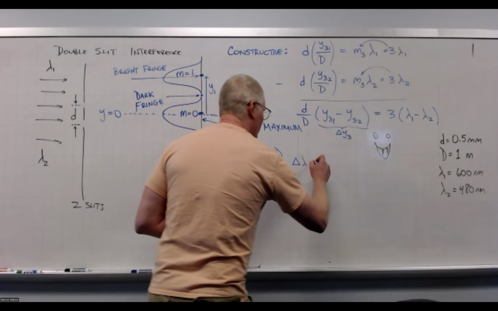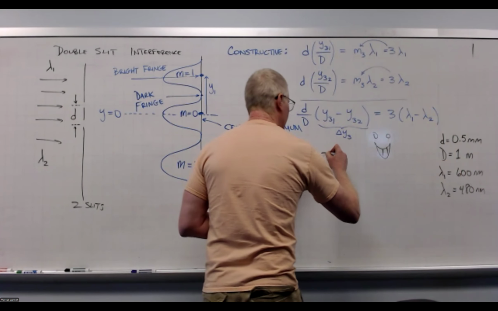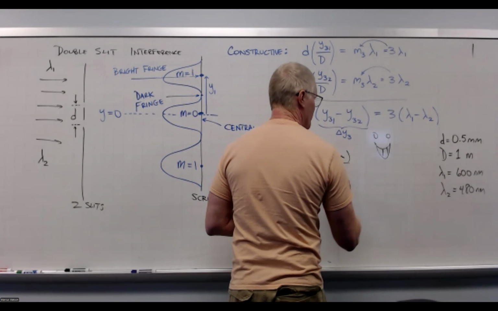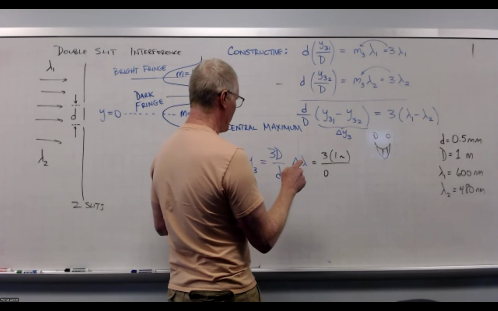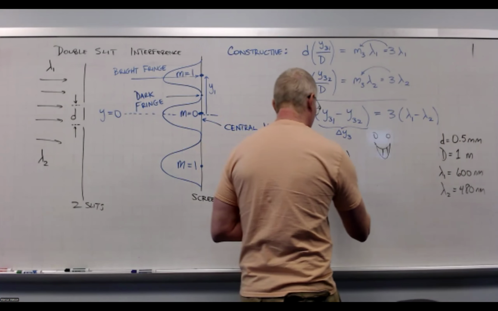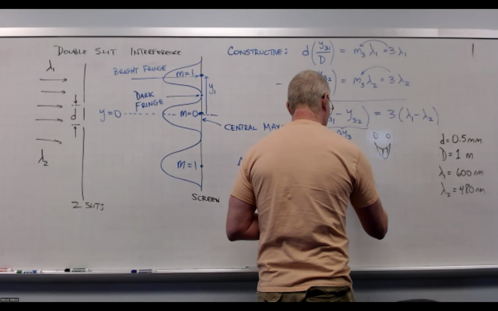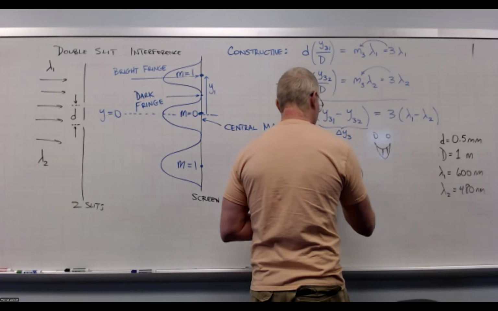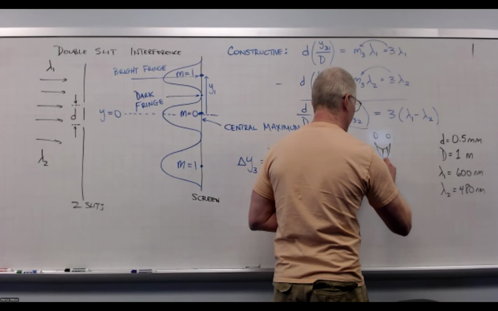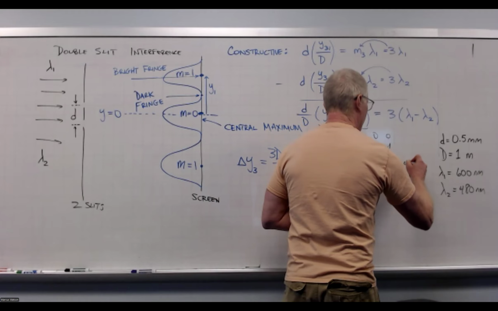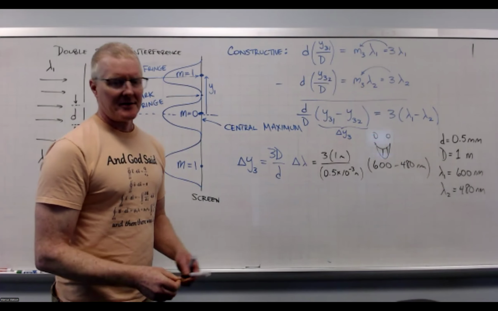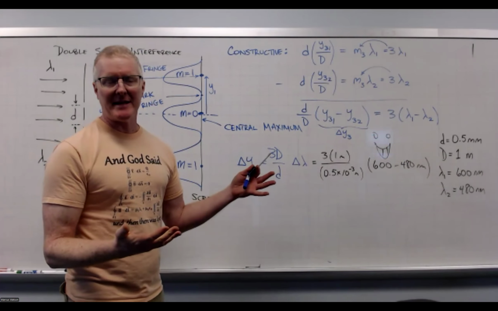All right. So here what we're going to do is we're going to get 3 times 1 meter, and I'm going to divide by 1/2 millimeter. So that means I got to put the factor of 1,000 in the top. So now I got to change all that. Or no, I'll just leave it in the bottom. I'll put it 0.5 times 10 to the minus 3 here, meters, like so. And I'm going to multiply that by the difference in nanometers here, which is 600 minus 480. So therefore, my delta y is going to come out in nanometers.